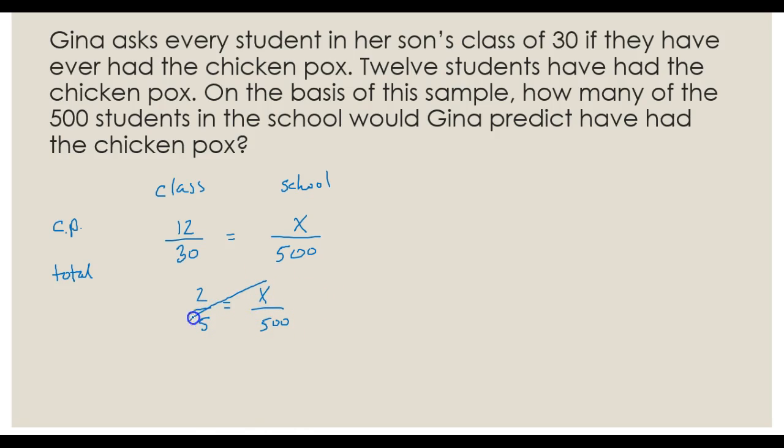But we can cross multiply. 5x equals 1,000, and divide by 5. X equals 200, as we expected. So we would predict about 200 students in the school have had chickenpox if this sample ratio holds.